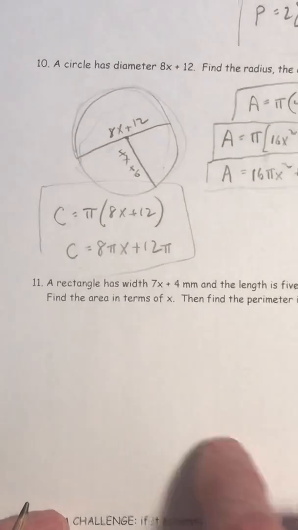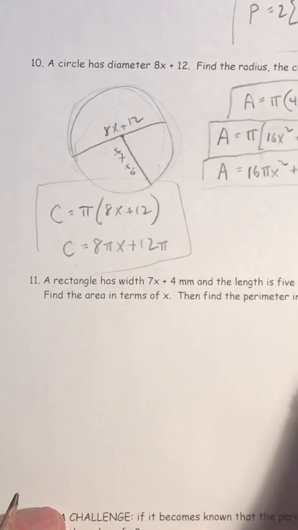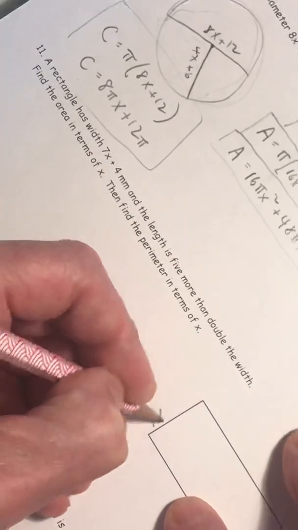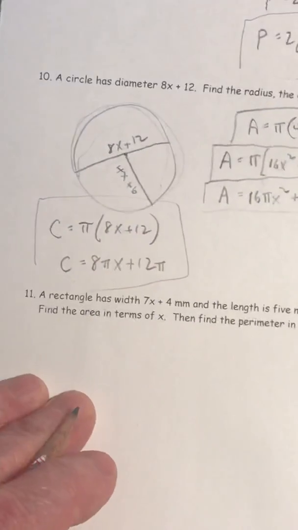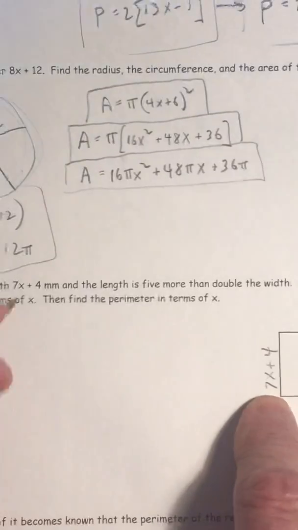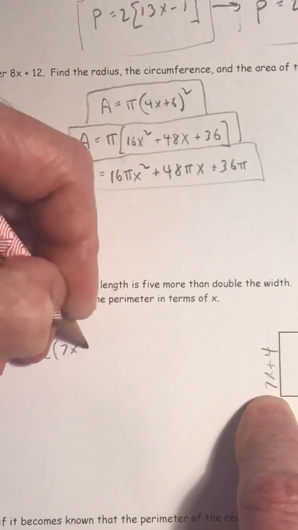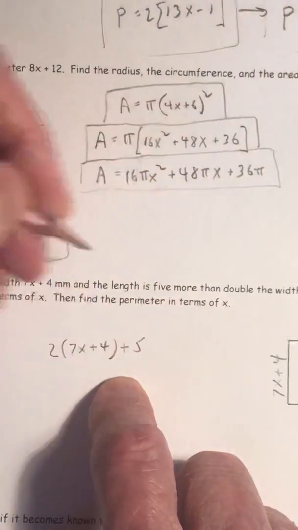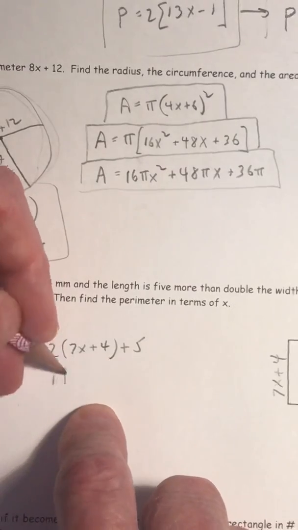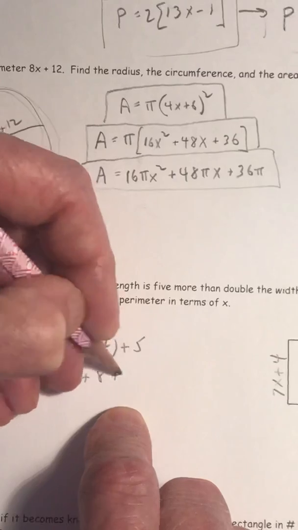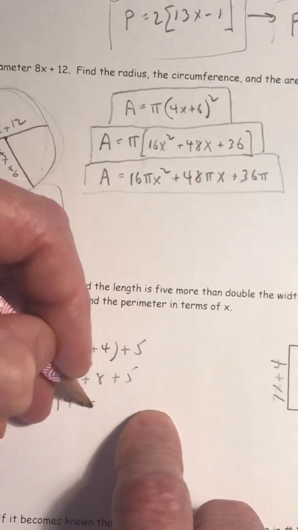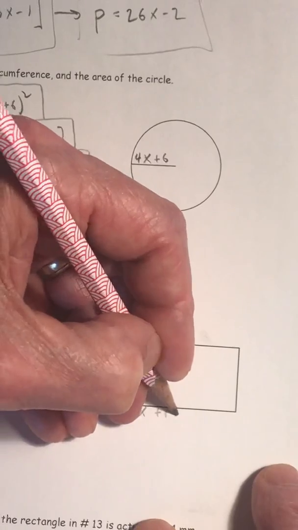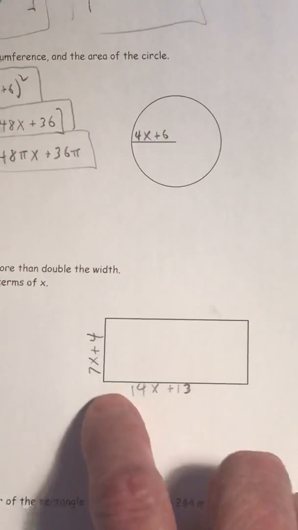And number 11. The rectangle has width 7x plus 4, and the length is 5 more than double the width. Uh-oh, headache time. Okay, the width is 7x plus 4. So we'll say this is 7x plus 4. The length is 5 more than double that. Well, not too terrible. There's double it, and 5 more means add on 5. So if we straighten this out, that's 14x plus 8 plus 5, or 14x plus 13. There's the other dimension. 14x plus 13 for the length.